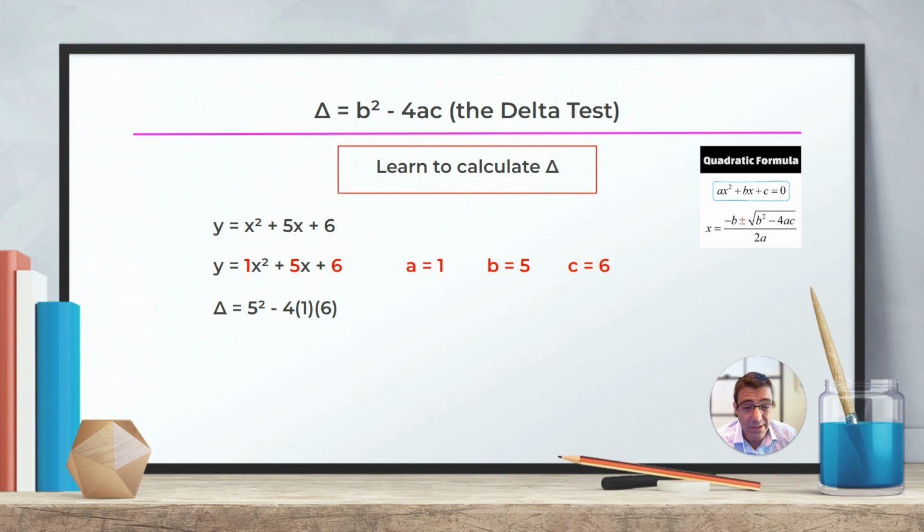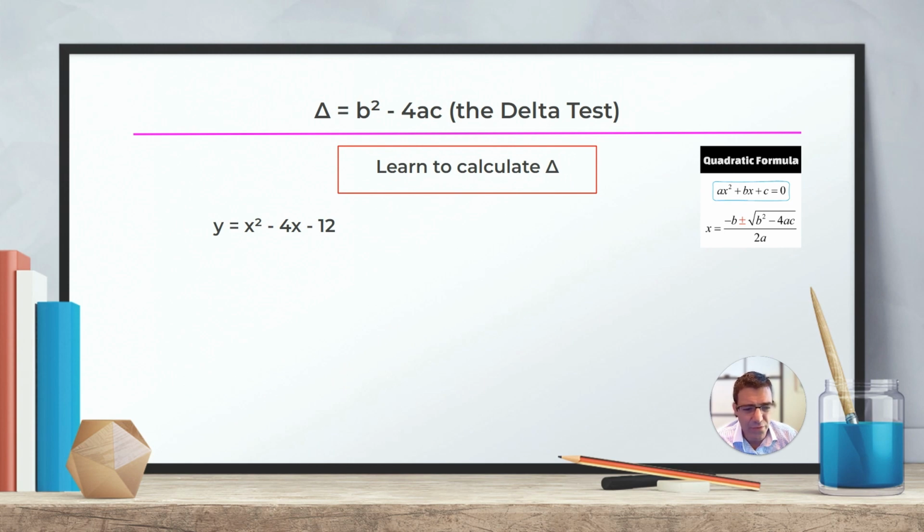And then you need to do minus 4 times 1 times 6. So remember, multiplication comes before the subtraction there. So the 4 times 1 times 6 is going to be a block, which is, in this case, 4 times 1 is 4, and 4 times 6 is 24, and it's going to be negative 24. So you're going to end up with 25 minus 24. And 25 minus 24 is 1. And you can conclude here, okay, my delta value is positive. 1 is a positive number. And therefore, I will have two solutions. So you should have two separate intersections with the x-axis. Let's check out another one here.